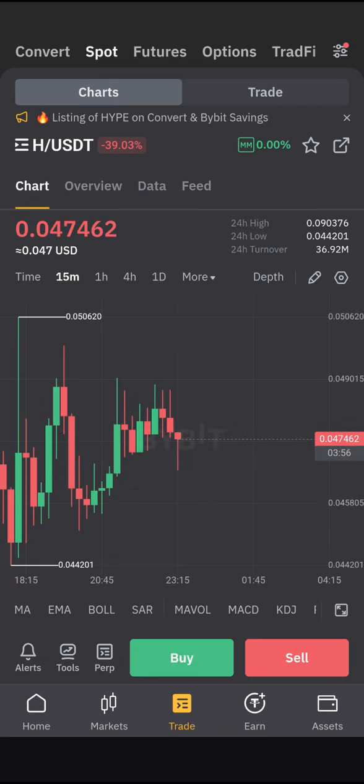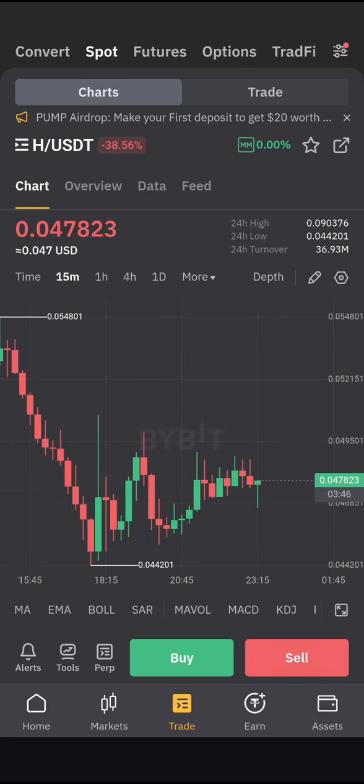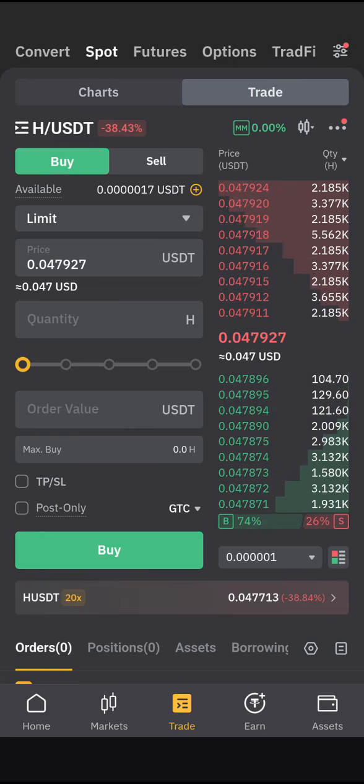So I'm going to dive into this trade now, but this is the tactic I'm going to use. I'm going to use a limit. All right, so I'm going to click on buy.